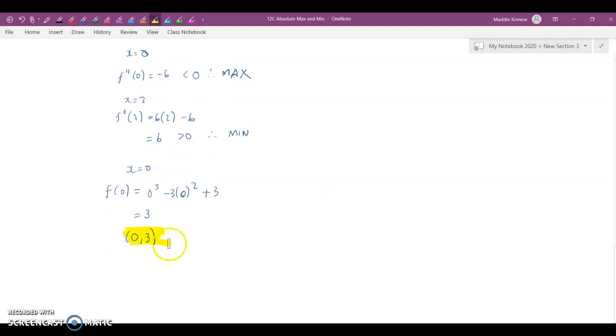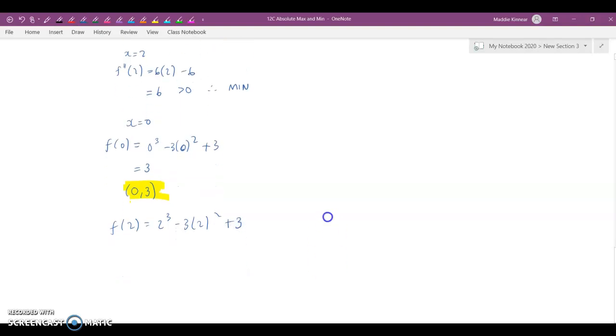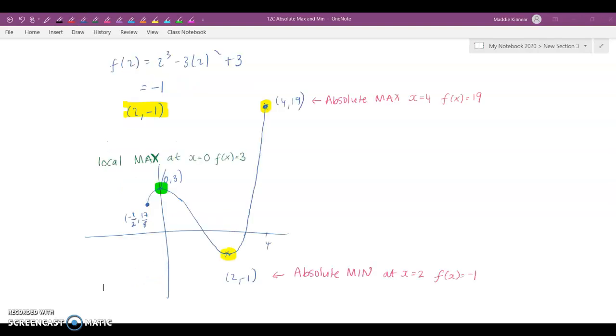So that's another point. And we also have f of 2, which is going to be 2 cubed minus 3 lots of 2 squared plus 3. And that will give me an answer of negative 1. So I get 2 comma negative 1. So then we get that point of 2, negative 1. We can actually sketch all this together. So we have the points of 4, 19 and negative 1/2, 17/8, which were from the endpoints of the domain. We then have our two turning points of 0, 3 and 2, negative 1.